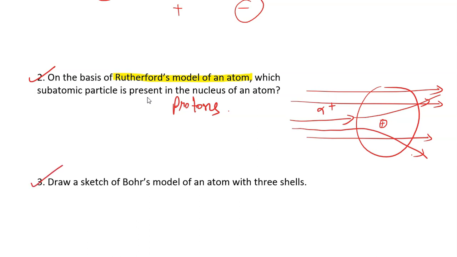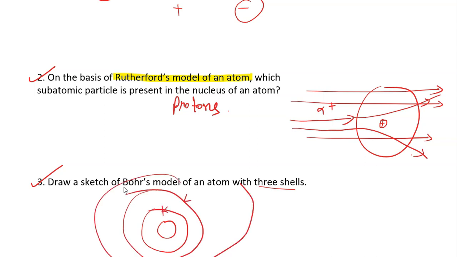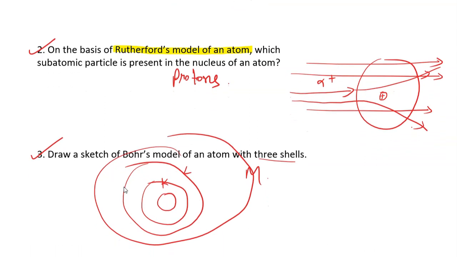Number 3, draw a sketch of Bohr's model of an atom with 3 levels. Bohr's model of atom with 3 shells: just a nucleus and the 3 shells represented by the letters K, L and M. Either you can represent them by the letters K, L, M, or you can also write n is equal to 1, n is equal to 2, n is equal to 3.